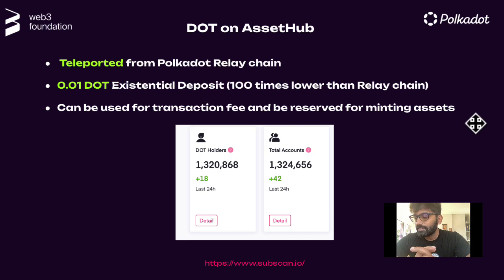Yeah, so the existential deposit, the amount of DOT that is required for you to have an account on Asset Hub, is 0.01 DOT. This is 100 times lower than the Polkadot relay chain, which requires you to have at least 1 DOT. Basically, the DOT you send to Asset Hub could be used to pay a transaction fee or to mint assets. There are over 1 million accounts on Asset Hub with DOT in them.